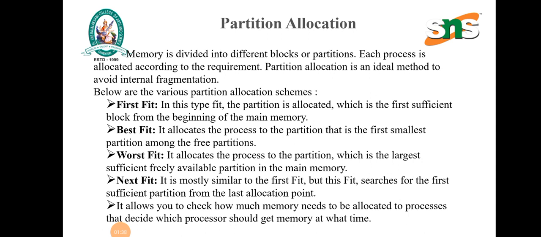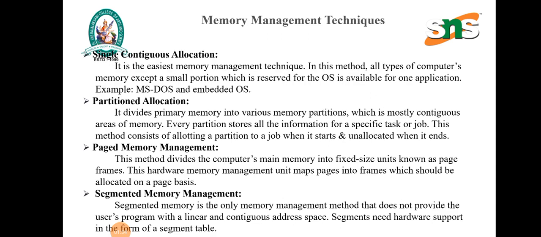First fit allocates the first sufficient block from the beginning of the main memory. Best fit allocates the smallest sufficient partition among the free partitions. Worst fit allocates the largest sufficient freely available partition in the main memory. Next fit searches for the first sufficient partition from the last allocation point.